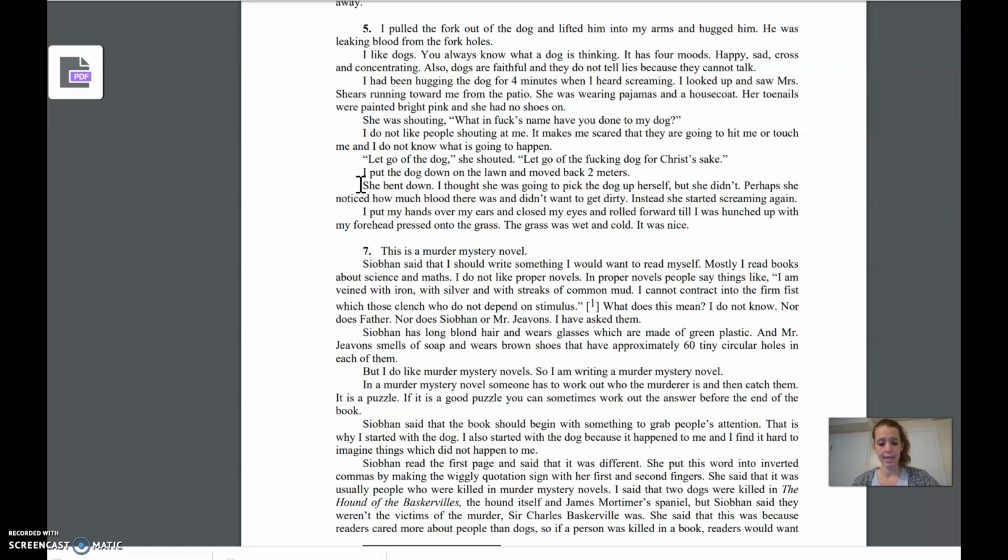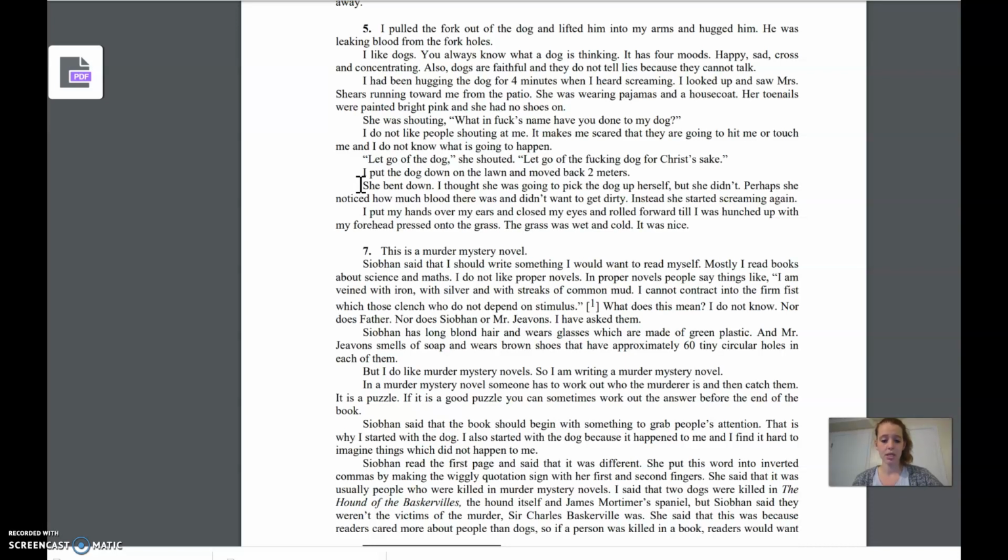Siobhan has long blonde hair and wears glasses which are made of green plastic. And Mr. Jeevons smells of soap and wears brown shoes that have approximately 60 tiny circular holes in each of them. But I do like murder mystery novels, so I am writing a murder mystery novel. In a murder mystery novel, someone has to work out who the murderer is and then catch them. It is a puzzle. If it is a good puzzle, you can sometimes work out the answer before the end of the book.